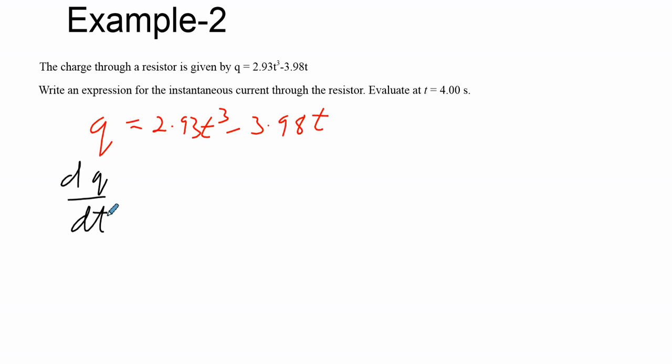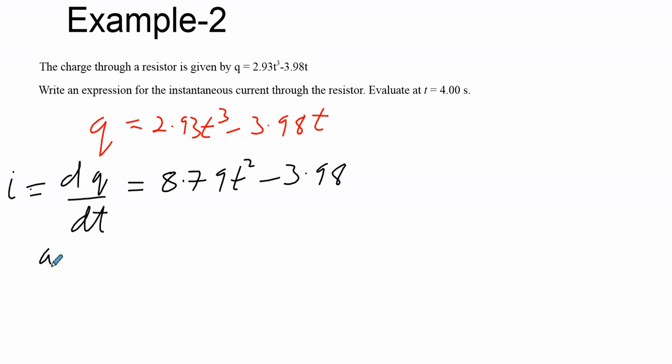which is equal to current. So the current, for those who are doing electrical current, equals dq dt, which is change of charge to the change of time, which equals to, if you find the derivative of that one, you get 8.79t squared minus 3.98.